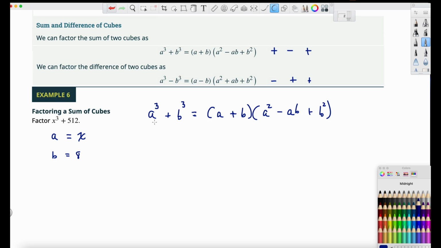All right, so now I'm just going to plug it in. I'm just substituting here, right? So this is x cubed plus 8 cubed. And then here's the solution. x plus 8, times x squared minus ab, so multiply them together, that's 8x, plus 8 squared. So what is 8 squared? 64.